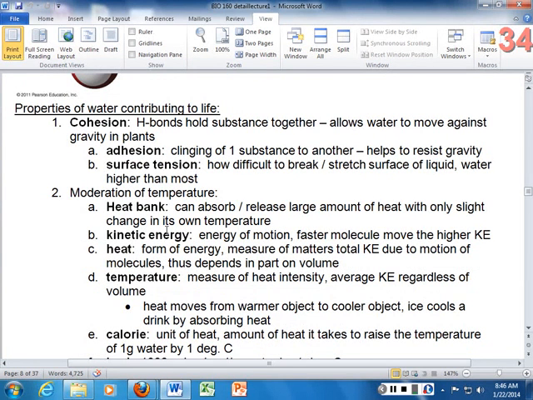That's going to help it move against gravity in plants, because it's going to be able to stick to things. So it also has the ability to adhere. It's got adhesion, where it can cling to other surfaces. If you fill a glass of water, turn it over and set it down, is it dry? No, there's still water left on the inside, and that's because it will adhere to surfaces too. So it gives that surface tension, that bubble across the top.